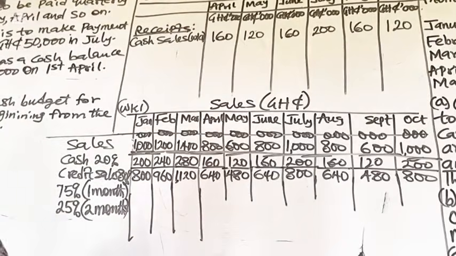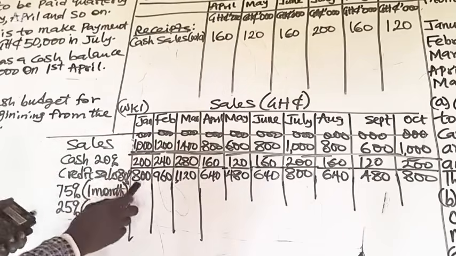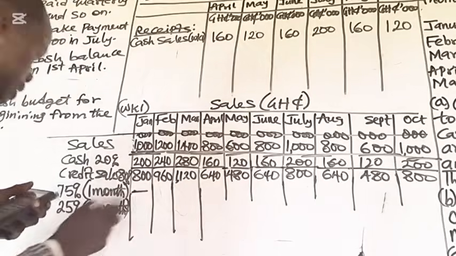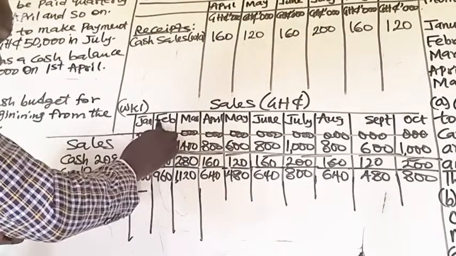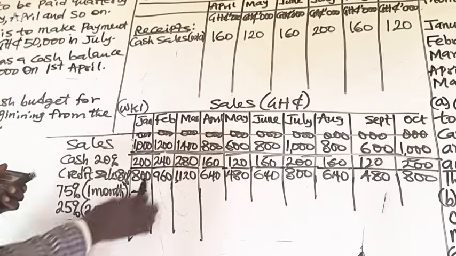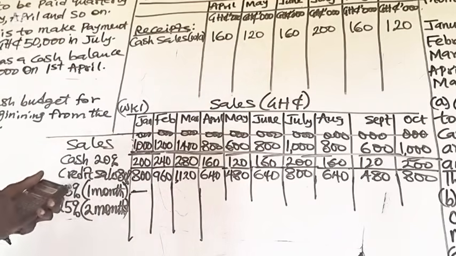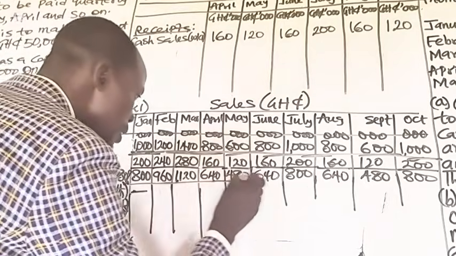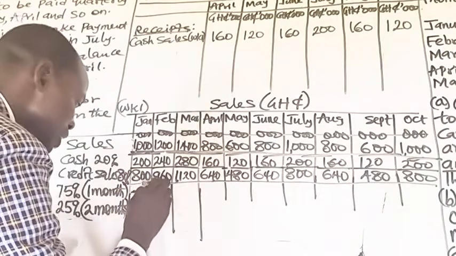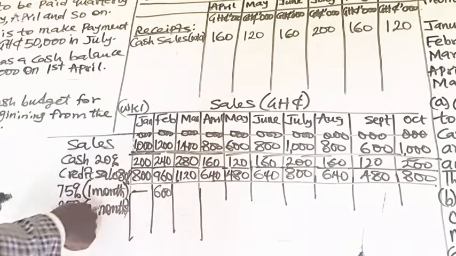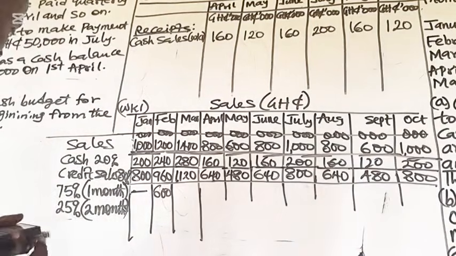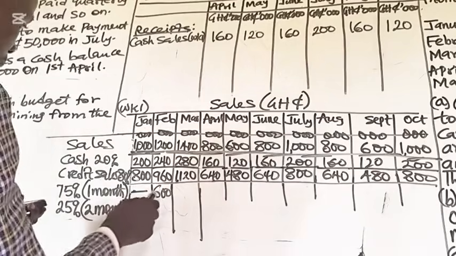So now, the credit sales in the month of January is 800. 75% of the January sales will be collected in the month of February. That is why I put dash in January. That will be collected in February. What is 75% of 800? That gives us 600. That is, of this 800, 75% will be collected. You know, the sales were made in the month of January. 75% of that will be collected in February.